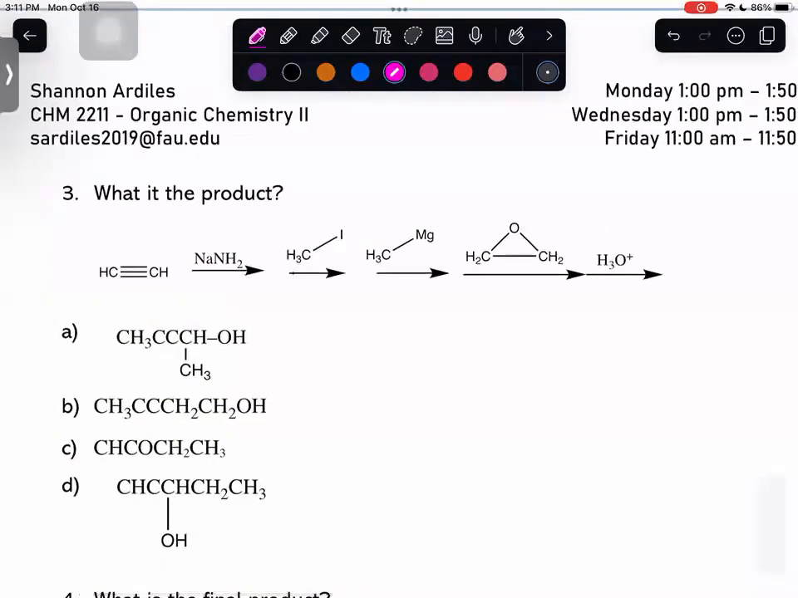Okay. Next one, multi-step synthesis again. Do you guys want to give it a try on your own or as a group? Group, okay.